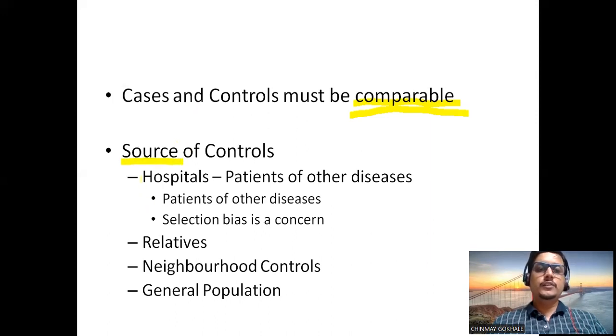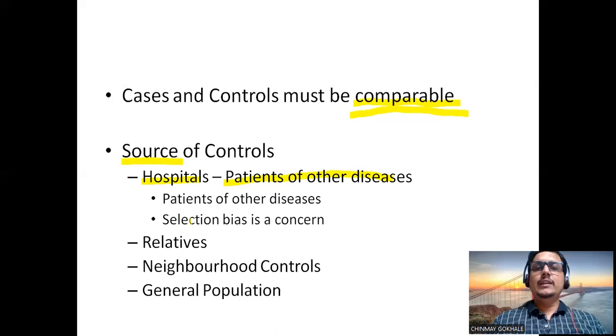Next, moving on to sources of controls. Sources of controls can be hospitals, firstly. That is, you can enroll patients of other diseases, or you can enroll patients from another ward, patients admitted for other reasons, patients who are visiting that hospital on that particular day for some other diagnostic workup or anything.